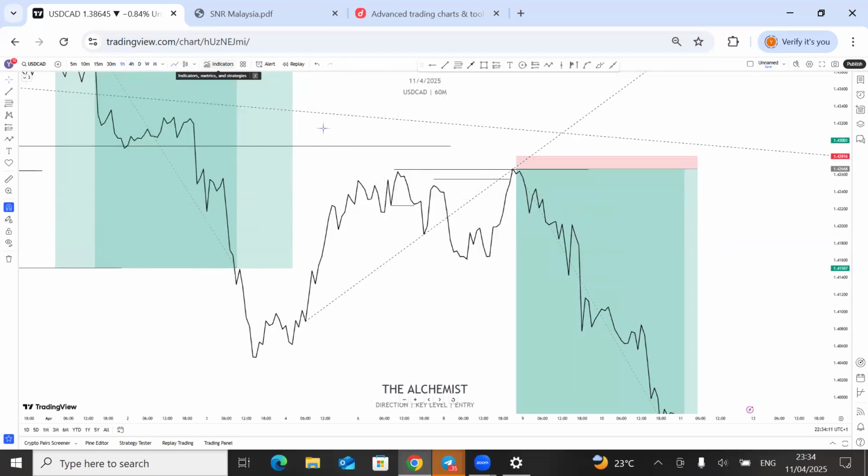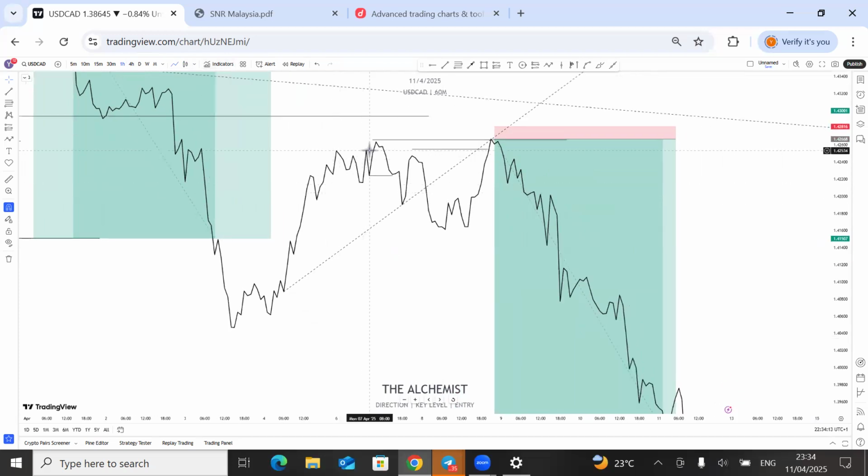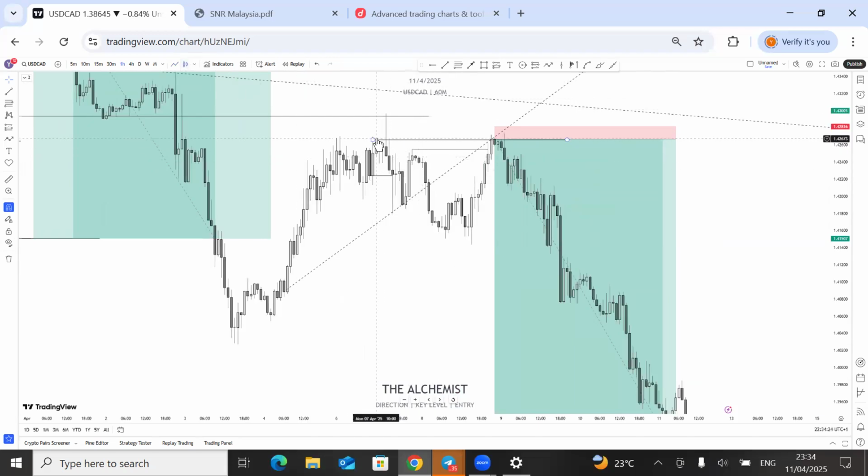Since I'm already on the 1 hour, what do you want to see? I want to see sweep, protected high or strong high, break of structure. This was liquidity that formed inside here. This was liquidity. So what happened? Price came back to this key level here.